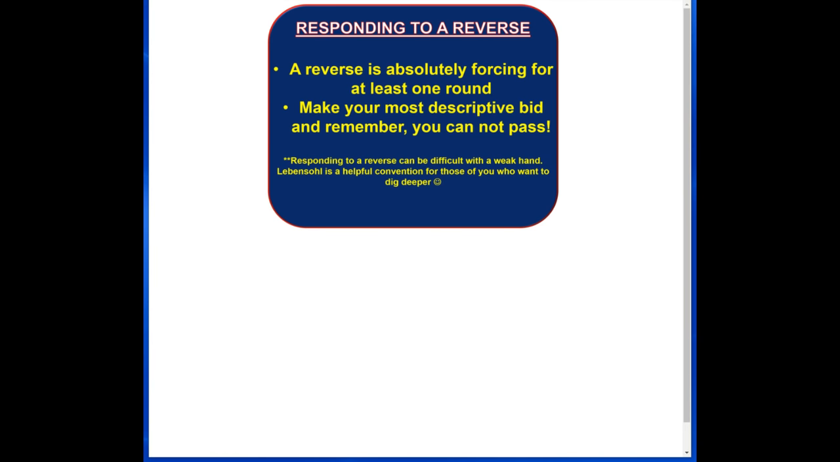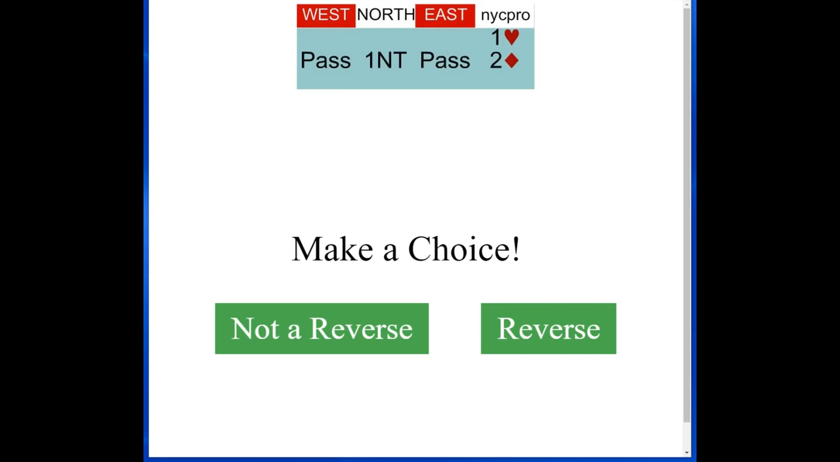And I put a little note down there for those of you that want to dig a little deeper with the reverse. It's small because I don't want to confuse anybody that's not willing to take a look at this, but a reverse can be difficult when the responder has a very weak hand. And there is a helpful convention that will make your life a little easier called Lebensohl or Lebensall, depending on how you want to pronounce it. It's helpful to get out of a bad situation when you have a super bad hand. But again, it's not going to come up that frequently, so I wouldn't worry about it. But it is something for those of you that want to go the expert route and dig a little deeper, you can take a look at that on your own time.